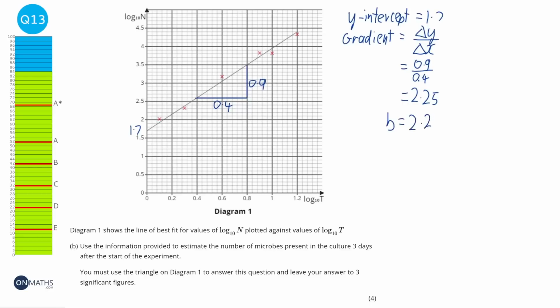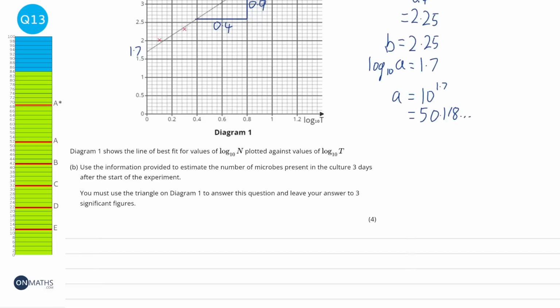Now, we learnt in part A that b is m, so the gradient is b, so therefore b equals 2.25. And we also learned that log 10 a is equal to c, which we know the y-intercept c is 1.7. And so what we're going to do is just rearrange this. So a equals, the base is 10, and then the power is 1.7. So a is going to be 50.118 blah blah blah.